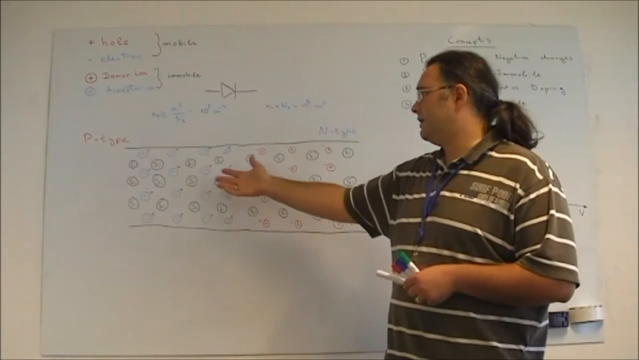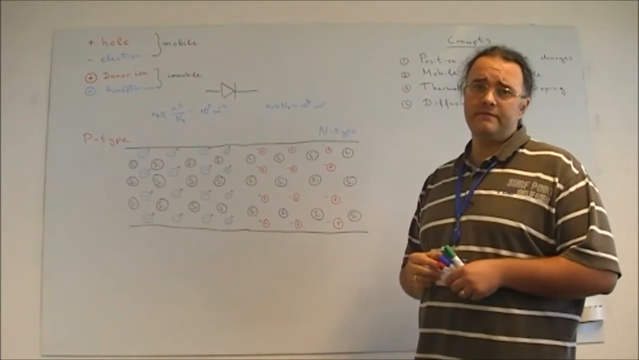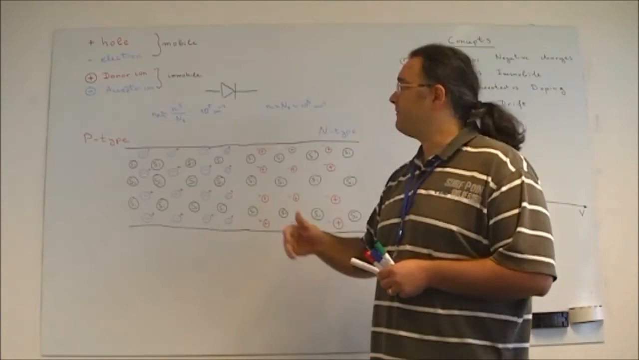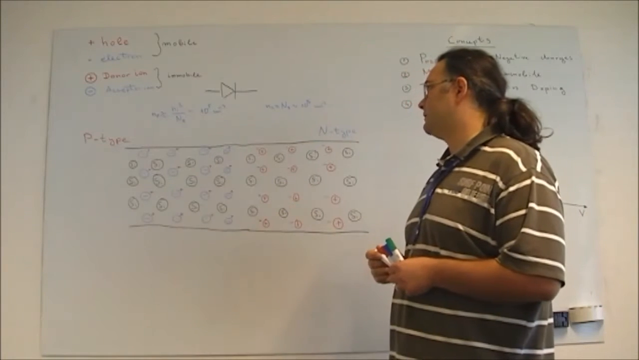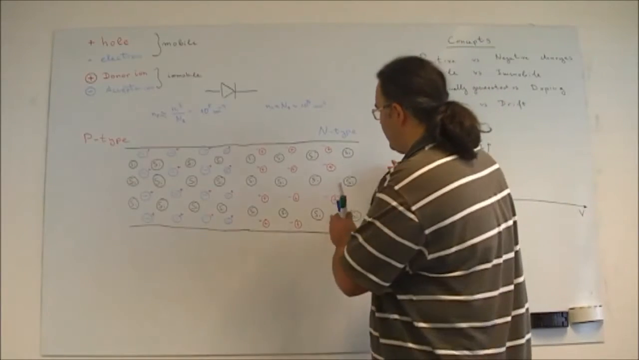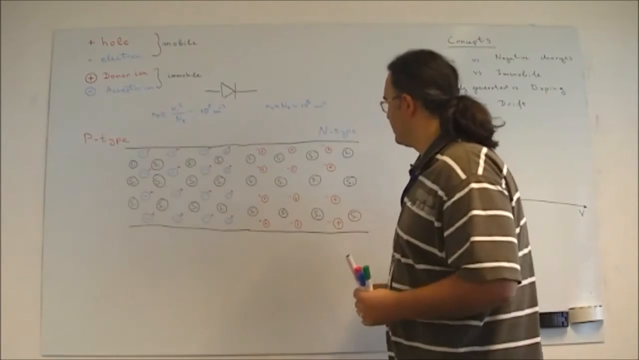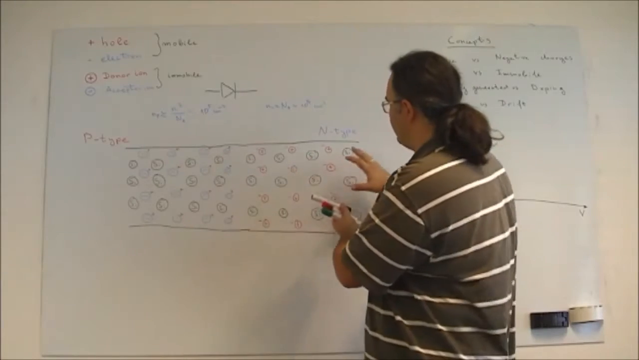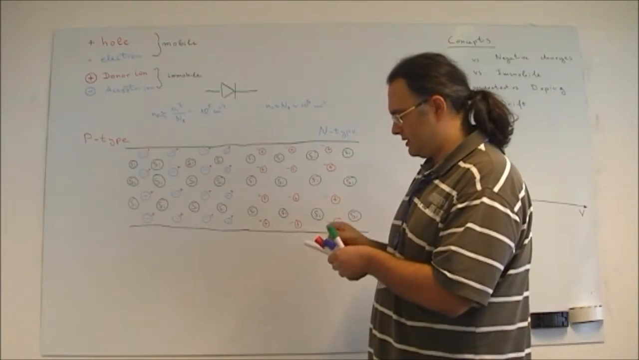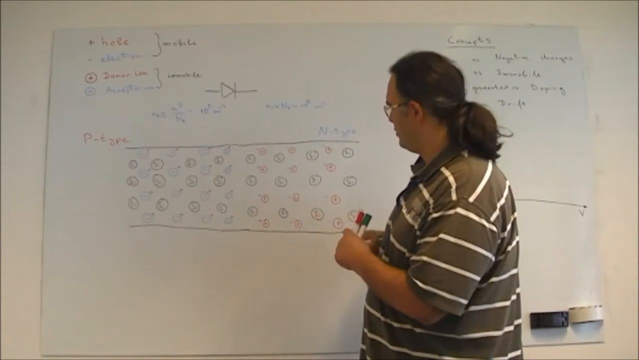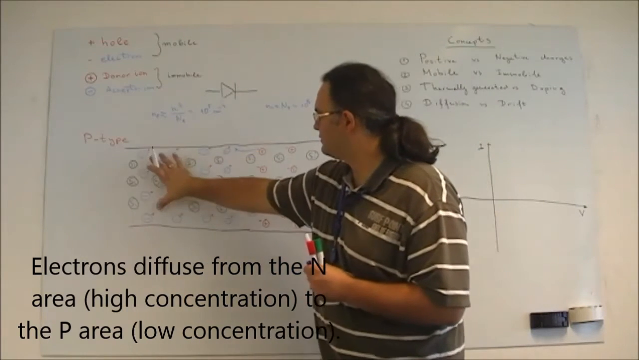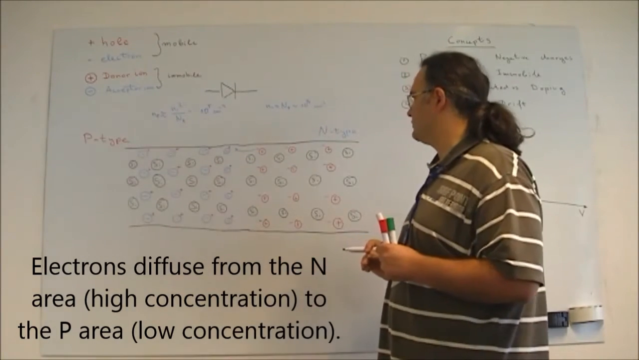and their concentration is very, very low, for example in the order of 10 to the power of 5 electrons per cubic centimeter. So there will be a diffusion force which will drive the electrons from the n-type to the p-type. So for example this electron, we want to move here where the concentration in the p-type of electrons is low.